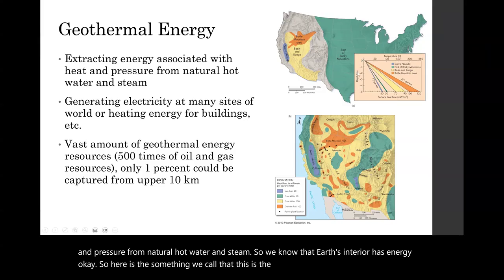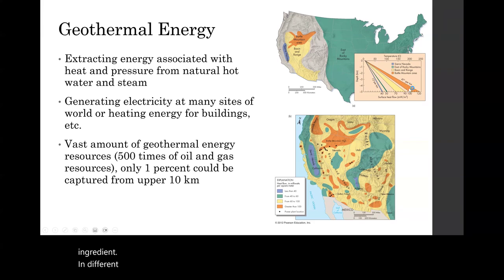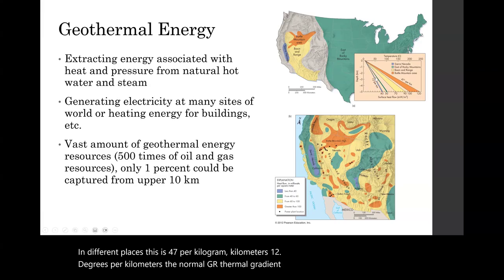This is the depth in kilometers, 5 kilometers. This is surface heat flow. This is temperature. So we have something we call geothermal gradient in different places. This is 47 degrees per kilometer, this is 12 degrees per kilometer. The normal geothermal gradient is about 12 degrees per kilometer.